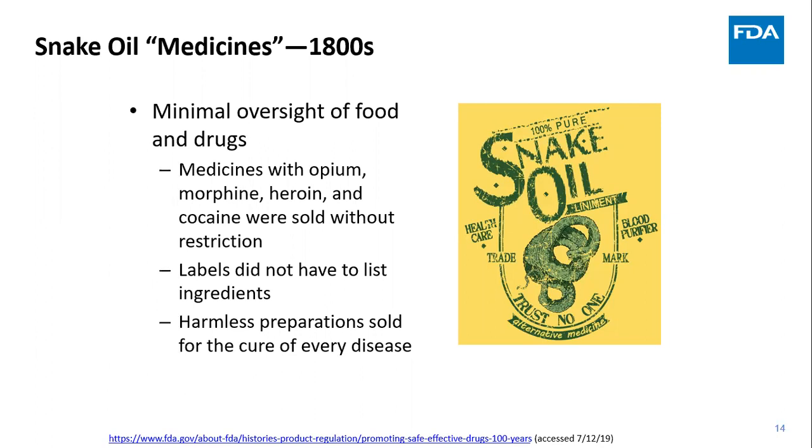To better understand FDA's public health mission, it is helpful to review U.S. food and drug history. The conditions of the U.S. food and drug industries a century ago could hardly be imagined today. In the 1880s, there was minimal oversight of food and drugs. Medicines with opium, morphine, heroin, and cocaine were sold without restriction. You may know the term snake oil, which is an expression that originally referred to fraudulent health products or unproven medicine. It has come to refer to any product with questionable or unverifiable quality or benefit. These products were used widely by consumers, but no one knew what was in them. They didn't have to contain anything at all.